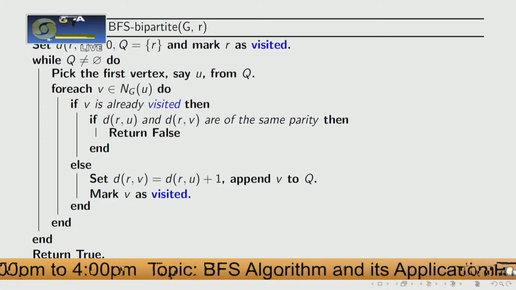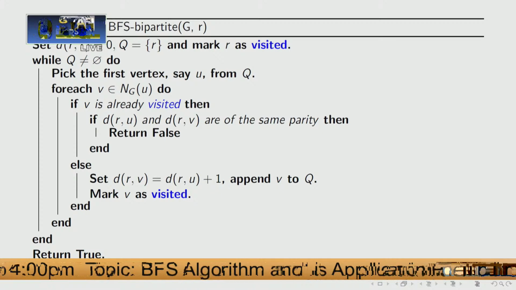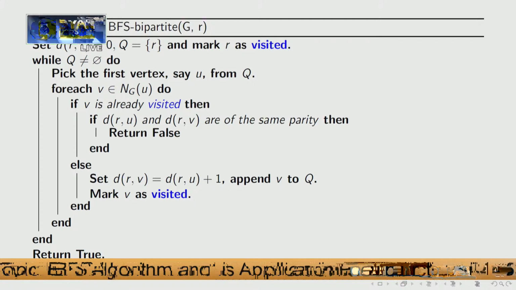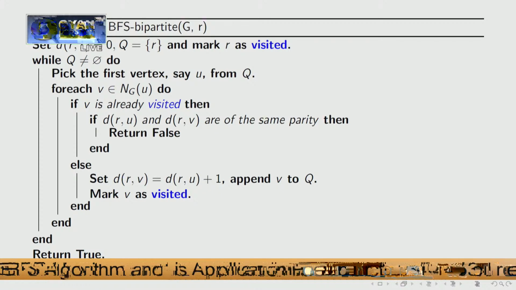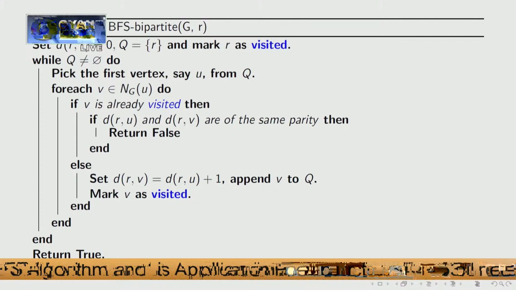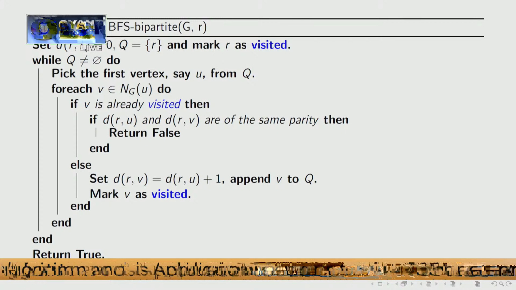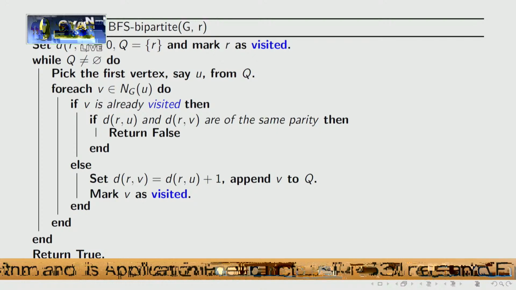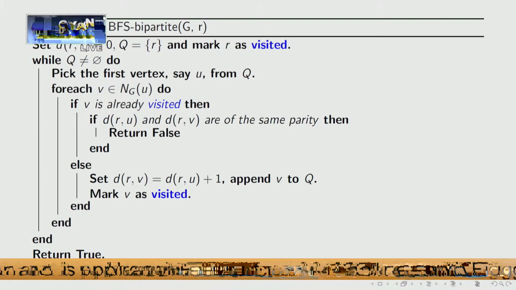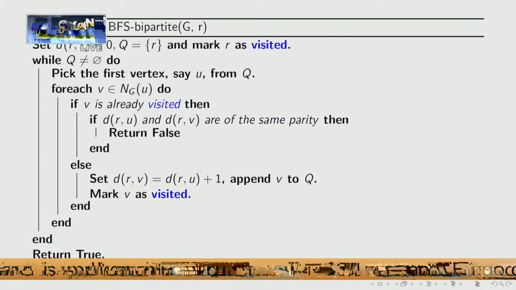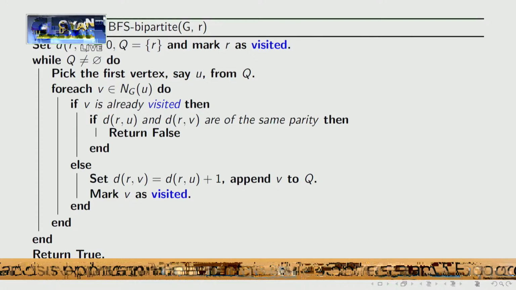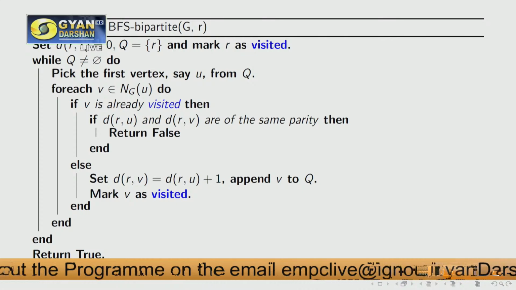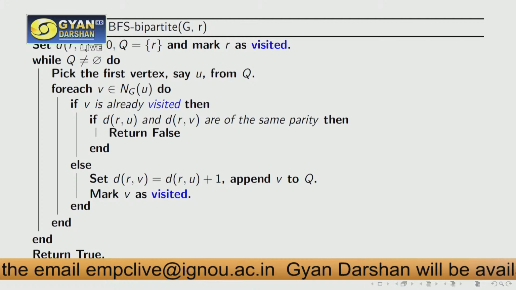While Q is non-empty, we pick the first vertex, say U, from Q, and then for each V belonging to N(U), we check whether V is already visited or not. If it is already visited, then we know that the distance dRV, I mean the distance of V from R, has already been computed, right? In that case, we can see whether dRU and dRV are of the same parity or not. If they are, then we just return false. False here indicates that the graph is not bipartite.